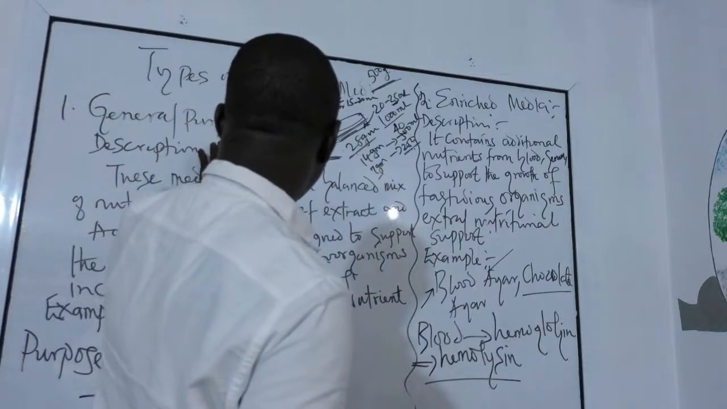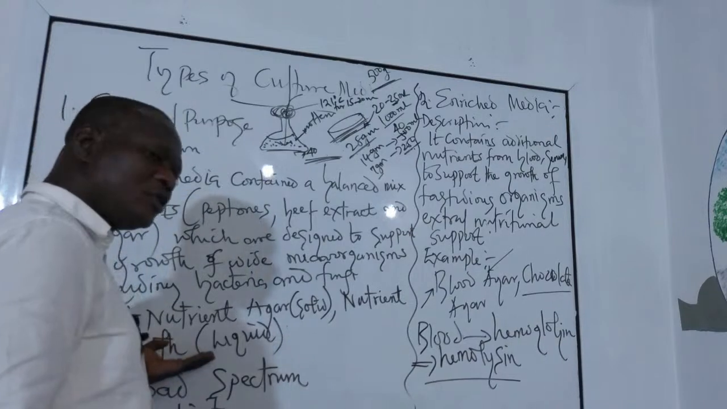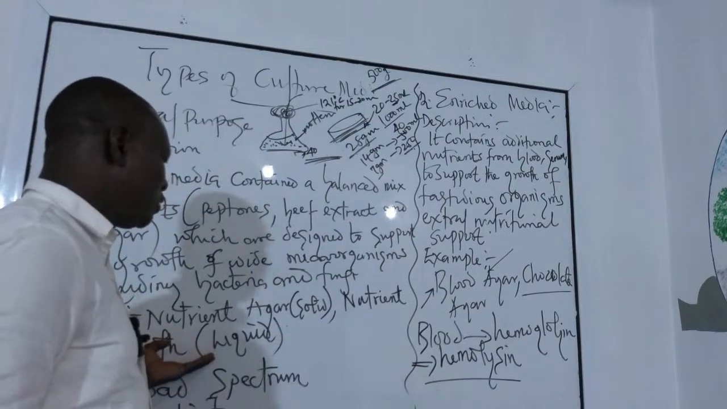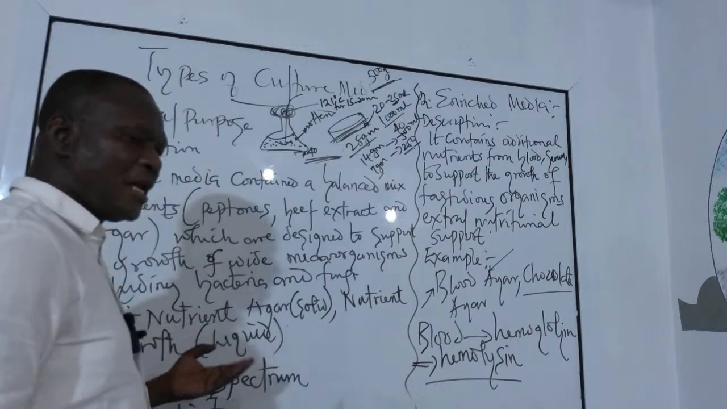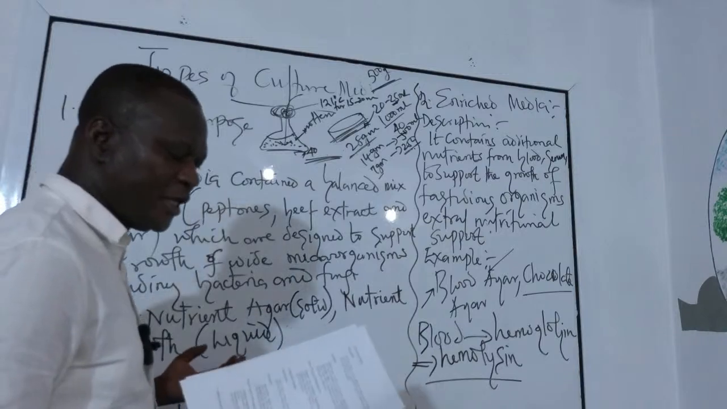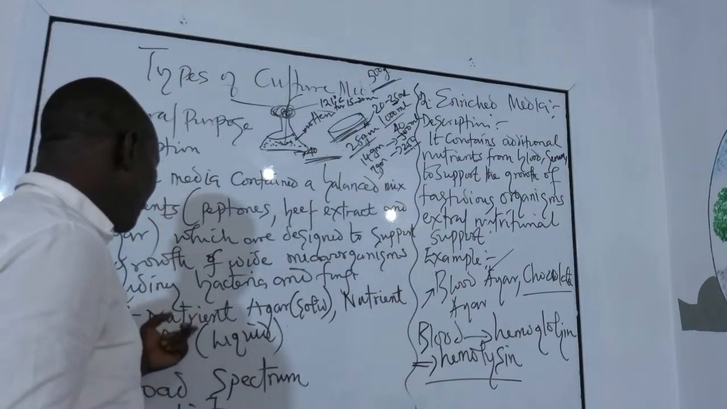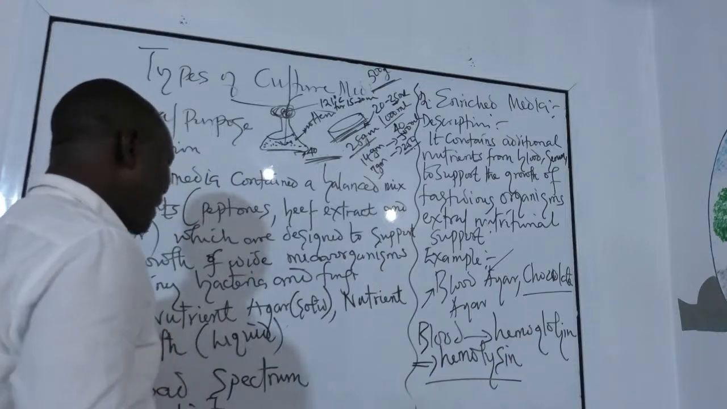So your mind should go to nutrient broth if you are working with liquid, like blood or cerebrospinal fluid. What you make use of is just nutrient agar and nothing more.